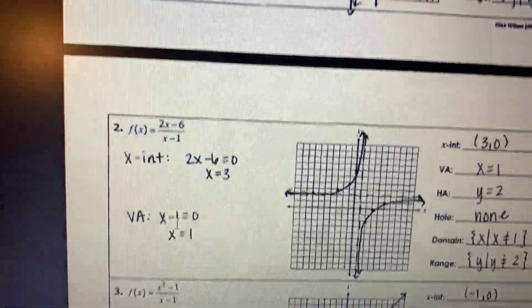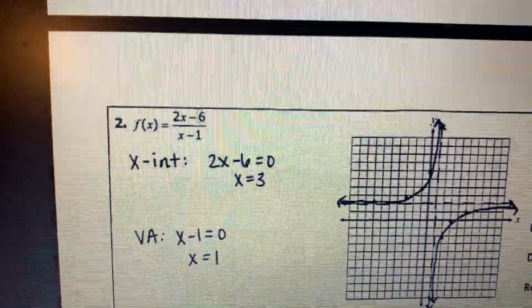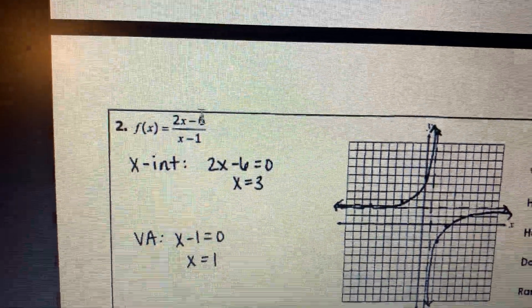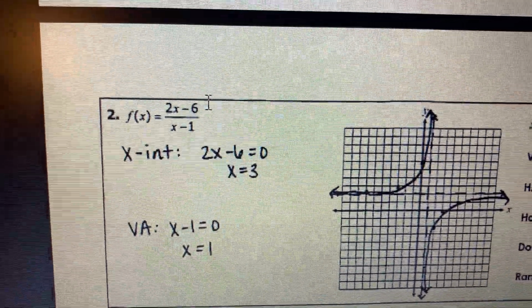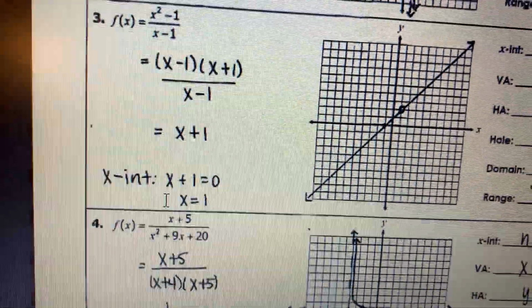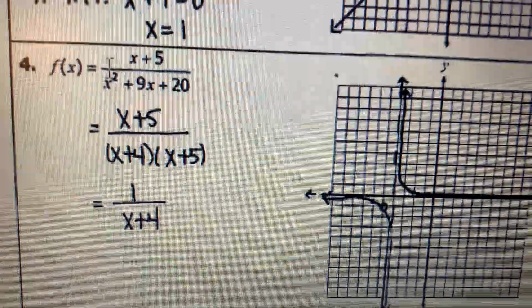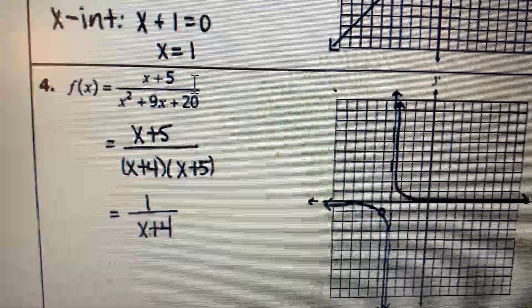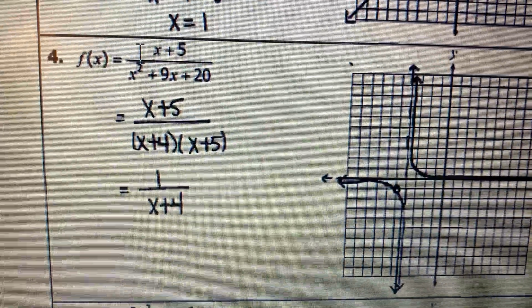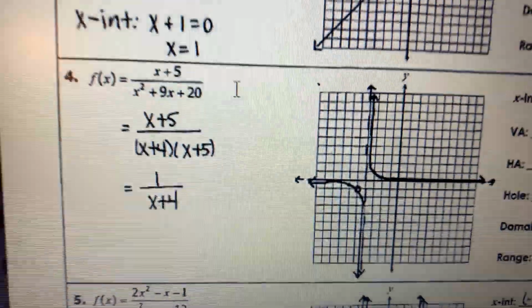Let me show you some more examples. This is degree 1. Look at the biggest exponent on the variable. Degree 1 on top, degree 1 on bottom. Let me see if I have another example. Oh, here we go. So this example has degree 1 on top, but degree 2 on bottom. You see that?